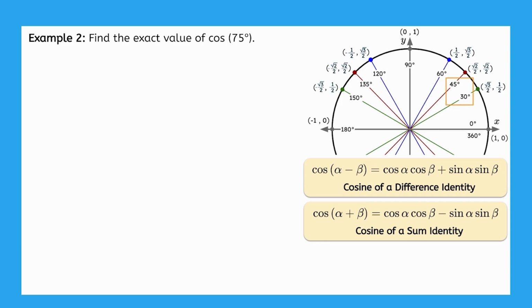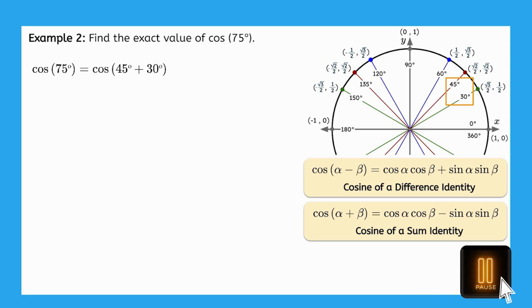What about 30 and 45? Since we know the sine and the cosine of both 30 and 45 degrees, this combination will work. Cosine of 75 degrees equals cosine of 45 degrees plus 30 degrees, which we can evaluate using cosine of a sum. Pause the video and apply the identity on your own.